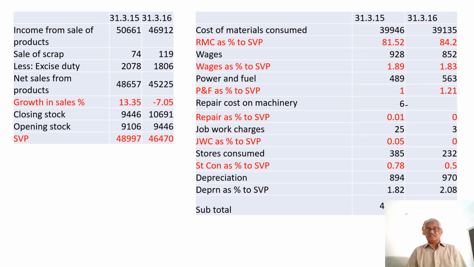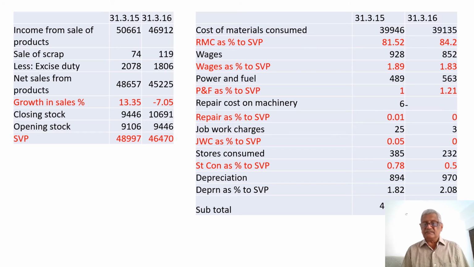Now let us look at the wages. There is a marginal decline only from 1.89 to 1.83. This plays a very important role in case of labor intensive units. Please understand that if it is a unionized labor, there could be a wage revision, there could be a lump sum payment. So we must be very careful in cases where the industry is a labor intensive one.